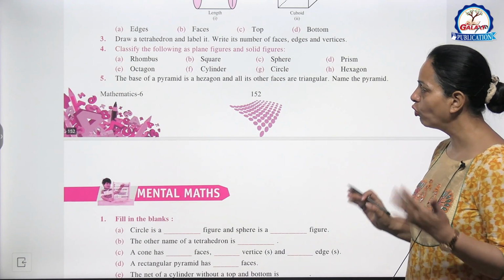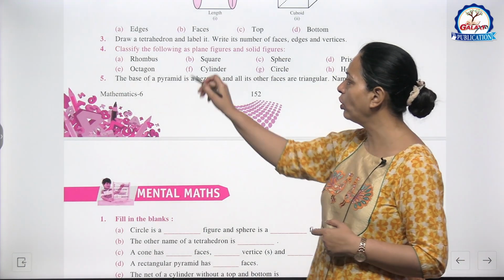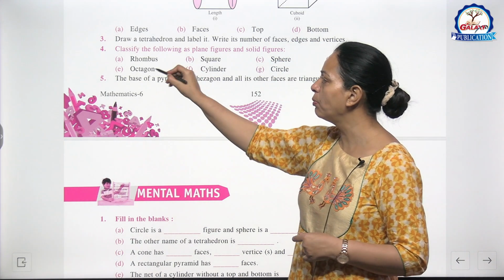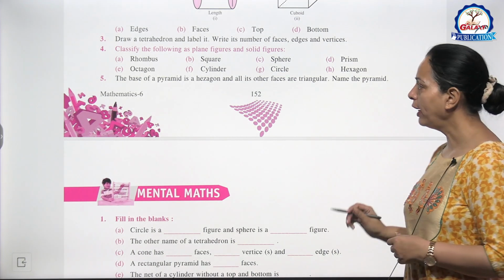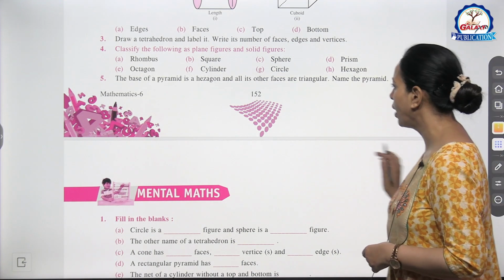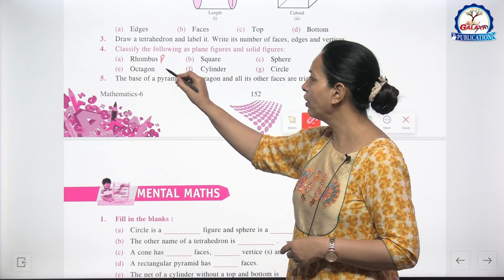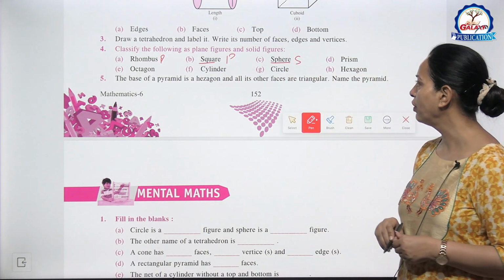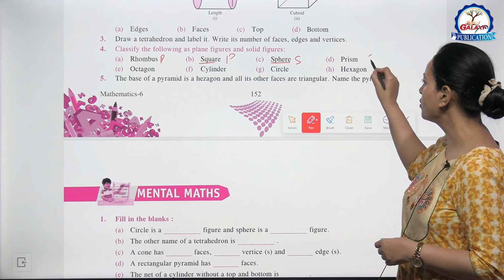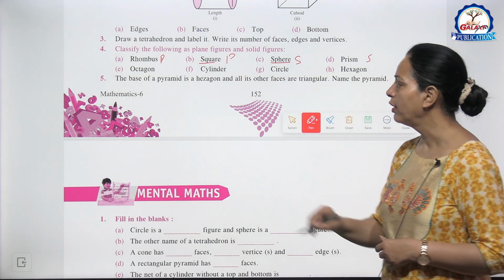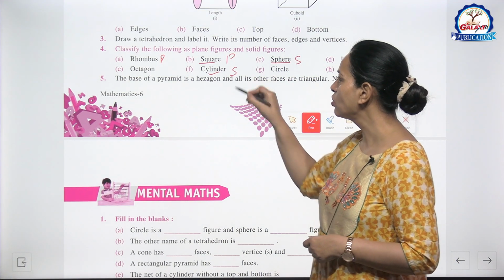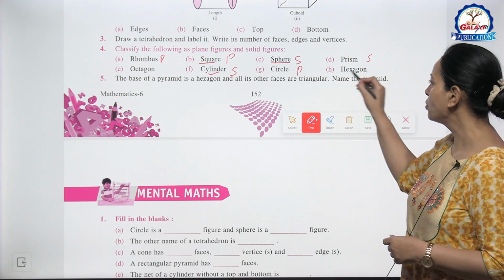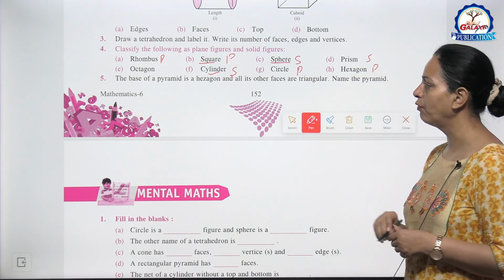Now similarly you can do the fourth question, classify the following as plain figures and solid figures. Like A part, rhombus. Rhombus is a plain figure, okay, it's 2 dimension, so it is a plain figure. Square is a plain figure, sphere is a solid figure. D part, prism is a solid figure. F cylinder is a solid figure. Circle is a plain figure. H part, hexagon is a plain figure.